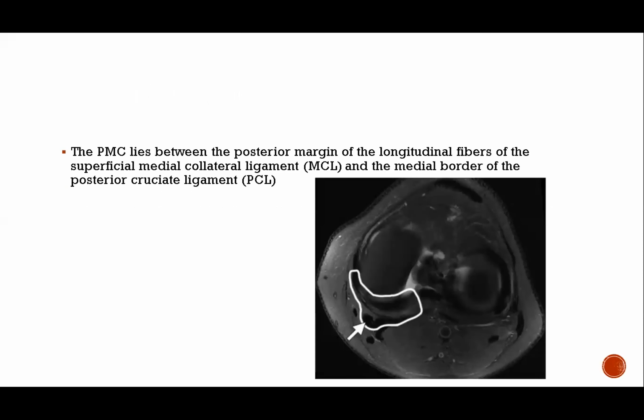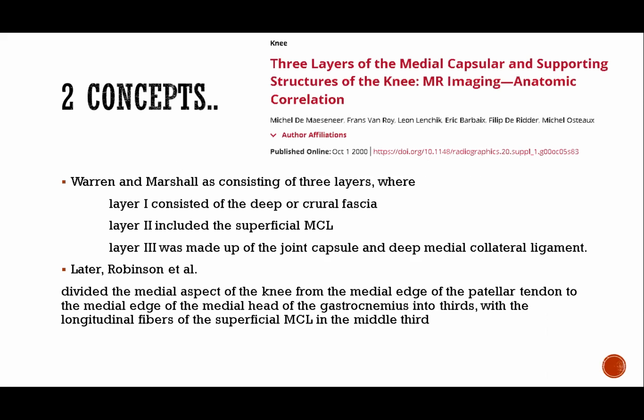MR images. So the definition states that the PMC, the posteromedial corner, lies between the posterior margin of the longitudinal fibers of the superficial MCL and the medial border of the posterior cruciate ligament. So it is between the longitudinal fibers of superficial MCL and the medial border of PCL. So there were two concepts of describing the posteromedial corner.